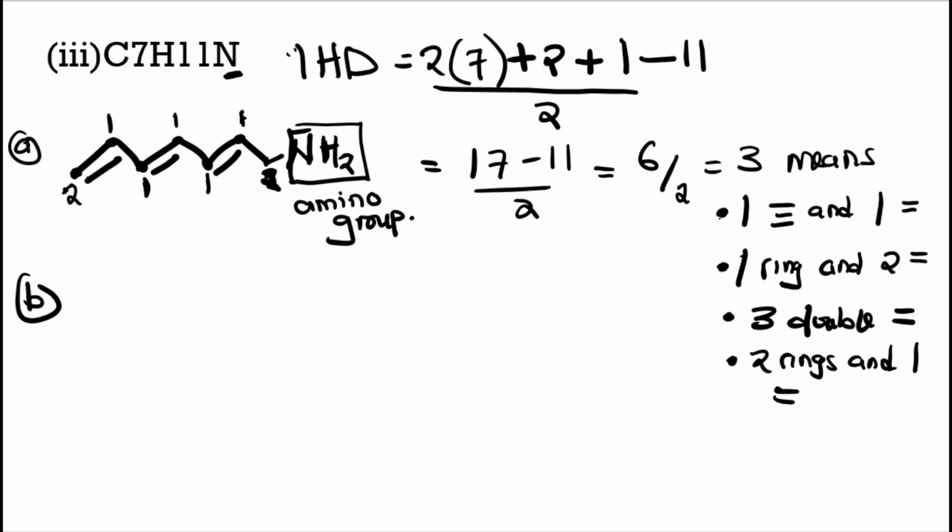B, we can say that it has 3. It has 3 double bonds, one triple bond rather. It has 1 triple bond and 1 double bond. So if I draw it like that, this is carbon number 1, number 2, number 3, 4, 5, 6, 7. This nitrogen here can actually be triple bonded to a nitrogen like that. So 1 triple bond and 1 double bond. That's what an IHD of 3 means.